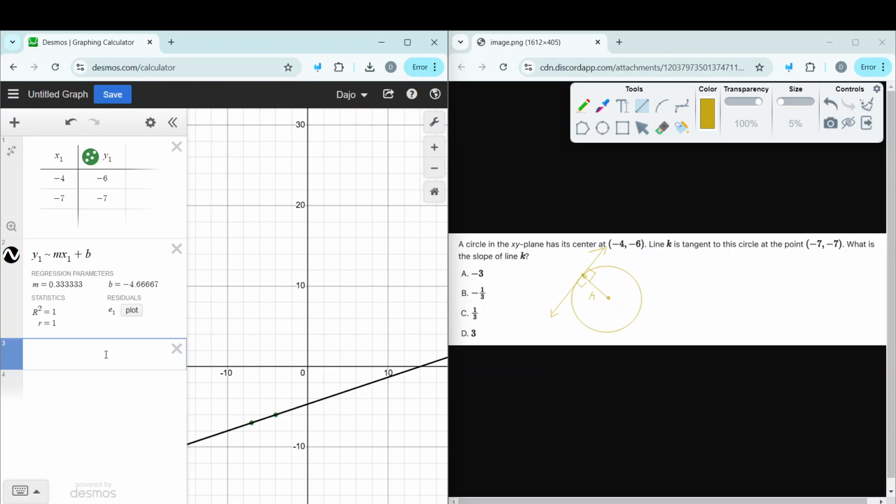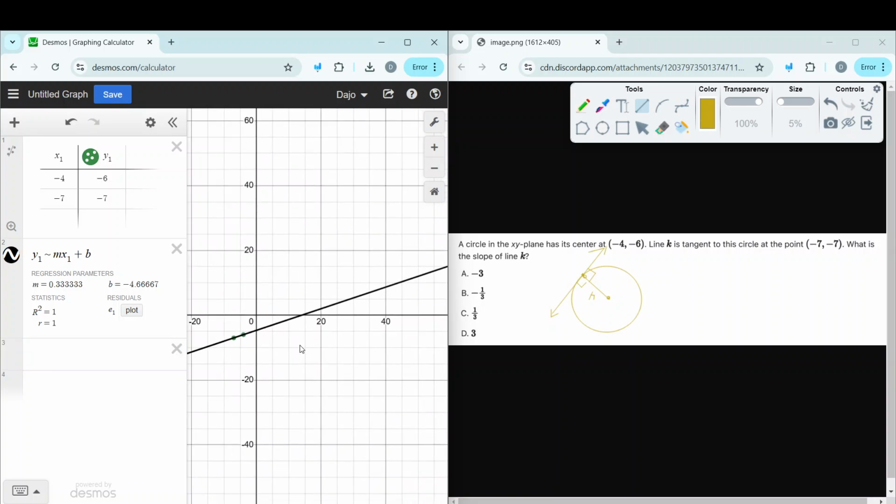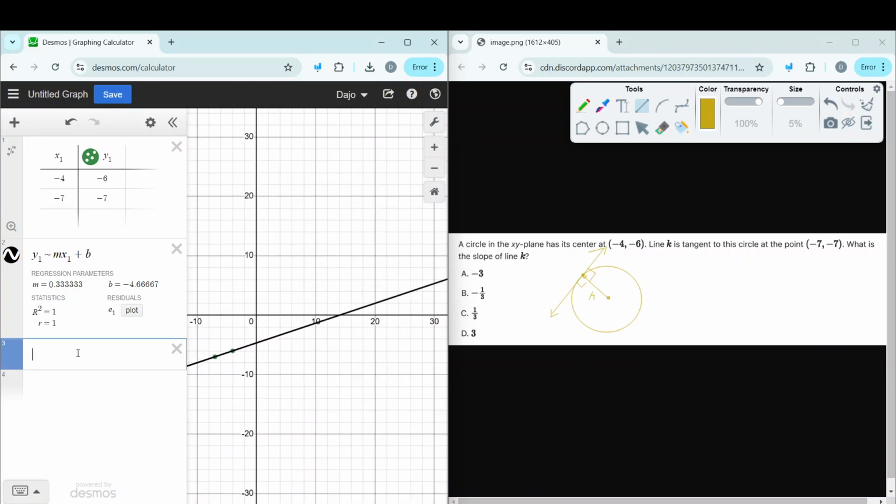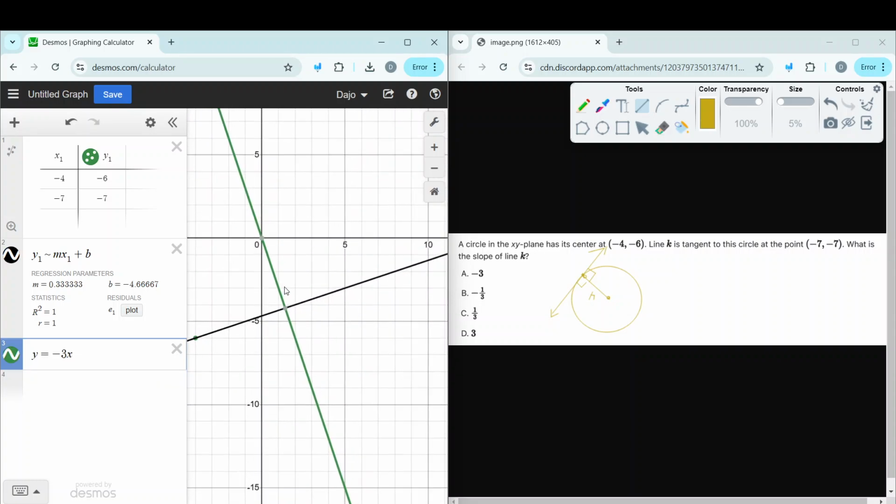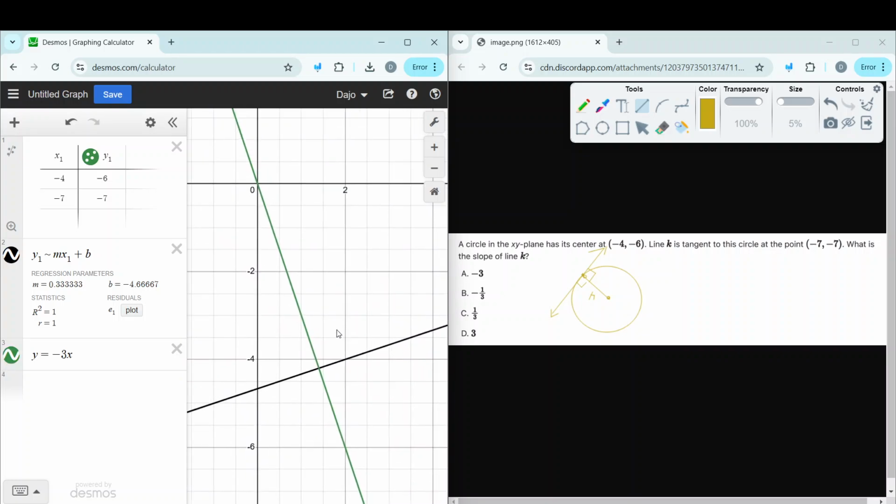And then if you just want to check, you could graph that. So we have this right here, and then we have y = -3x. And then boom, look at that. We have four right angles, as you can see.